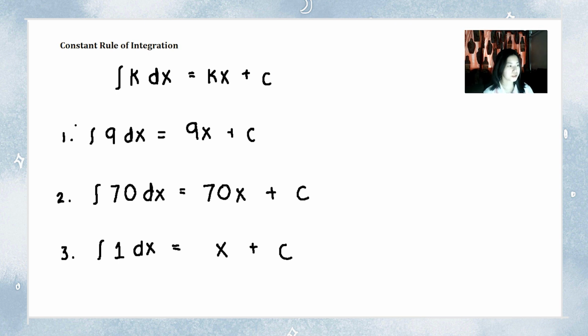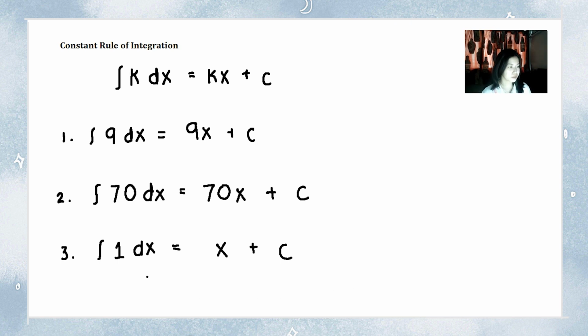So for our first example, the integral of 9 dx is equal to 9x plus c. What we did here is simply copy the constant and add x next to it. And since this is an indefinite integral, we will always have to add plus c. This is because once you take the derivative of a constant, you will always get 0.